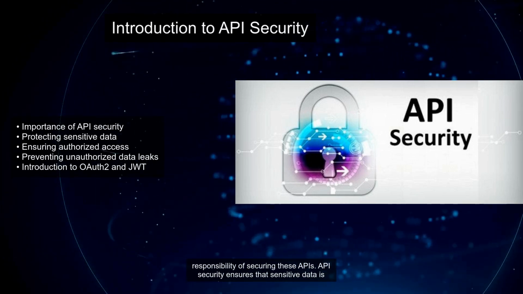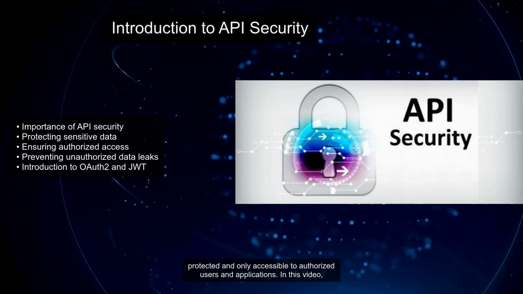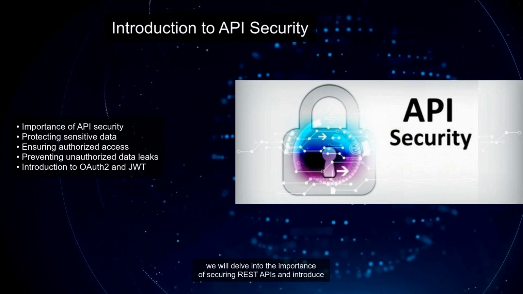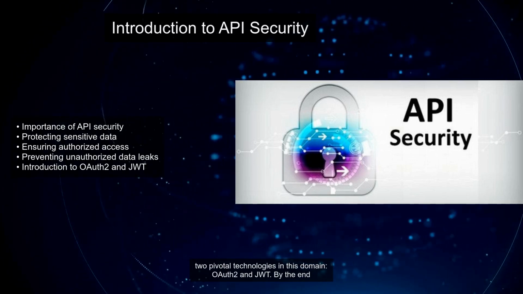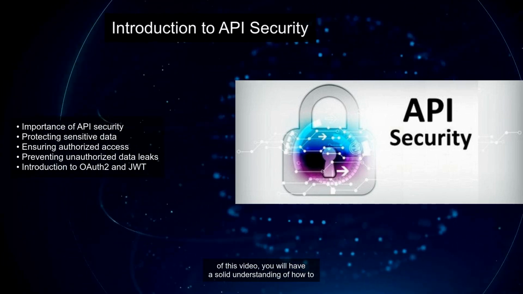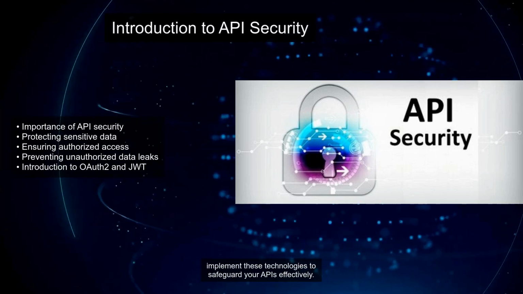However, with this convenience comes the critical responsibility of securing these APIs. API security ensures that sensitive data is protected and only accessible to authorized users and applications. In this video, we will delve into the importance of securing REST APIs and introduce two pivotal technologies in this domain, OAuth2 and JWT. By the end of this video, you will have a solid understanding of how to implement these technologies to safeguard your APIs effectively.